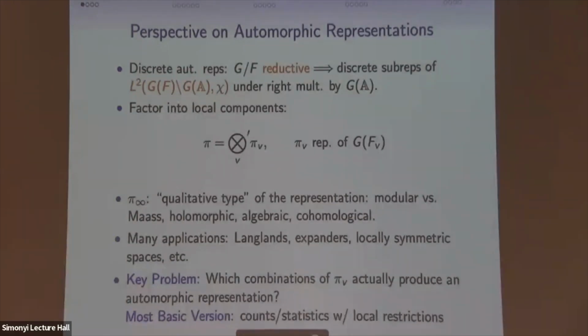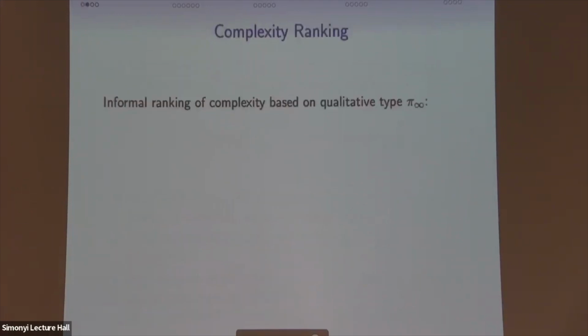Now I want to go over a little bit more about this pi infinity telling the qualitative type of the automorphic representation. There's an informal ranking of complexity of automorphic representations based on the complexity of the representation at infinity. At the very bottom, the simplest things, you can look at discrete at infinity automorphic representations. This is where the infinite component is a discrete series representation of the group at infinity. That means you can literally find it as a subset of L2 functions on the group at infinity.